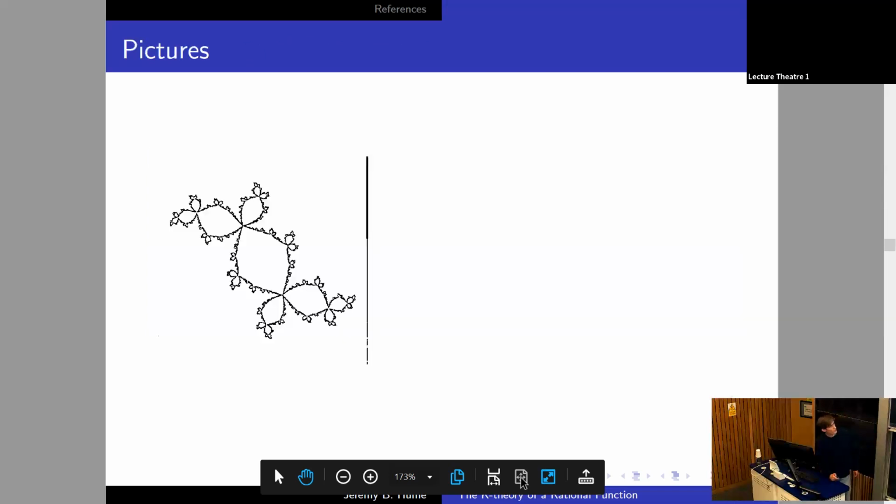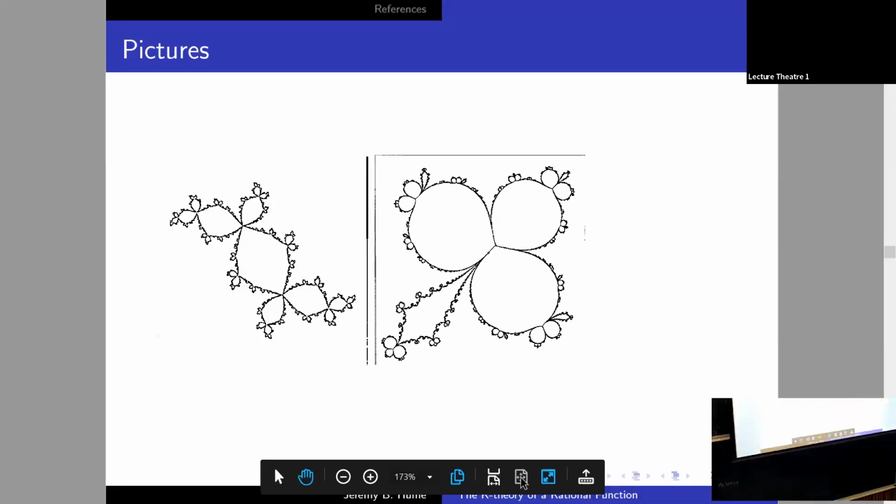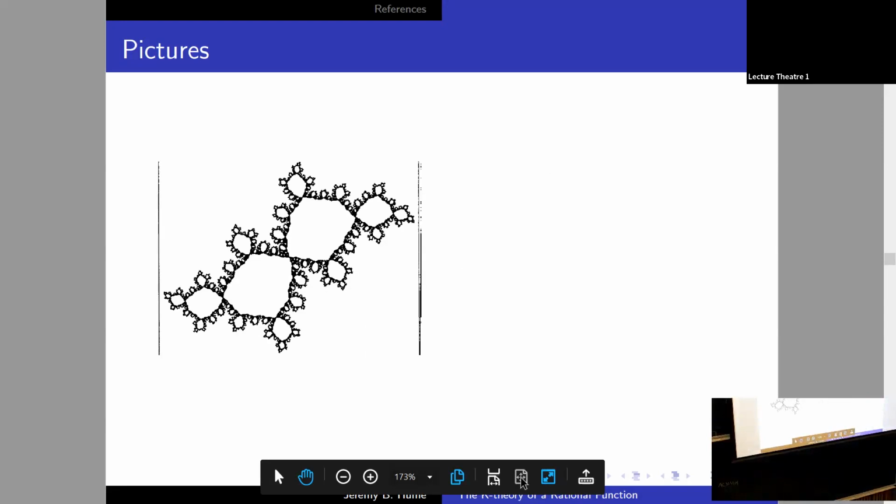So some pictures. We saw this one before. This right here is actually an attracting cycle of period 3. This one here is a parabolic cycle of period 3. And then all these other balloon-shaped guys are being mapped eventually into this cycle. That's Sullivan's result. And here, this has one Siegel cycle. And all the components are eventually mapping here.